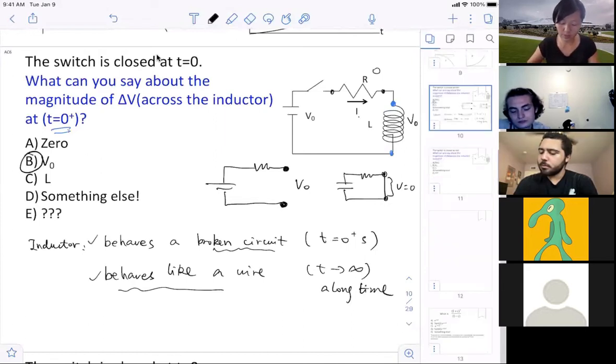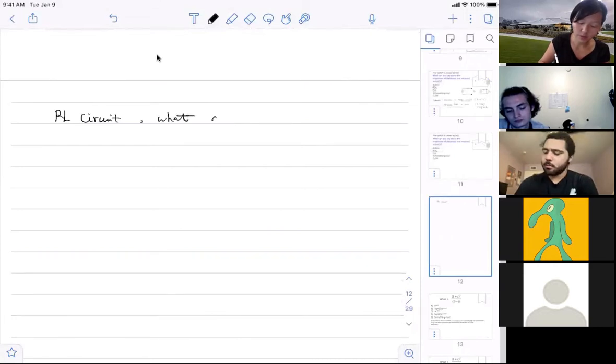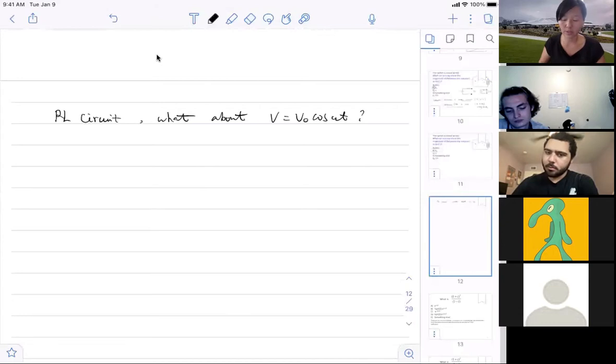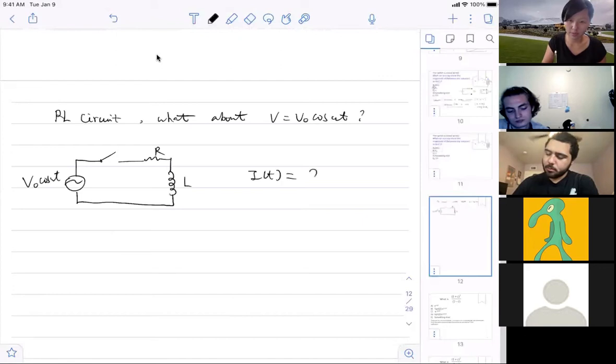Okay, so what do we have? We have just solved for an RL circuit when V is a constant V naught. But what if you have AC current? What if V is changing with respect to time? What about this kind of circuit? So for example, if I have V naught cosine omega t here, and I'm going to give you an RL circuit, right? So what about the time now?